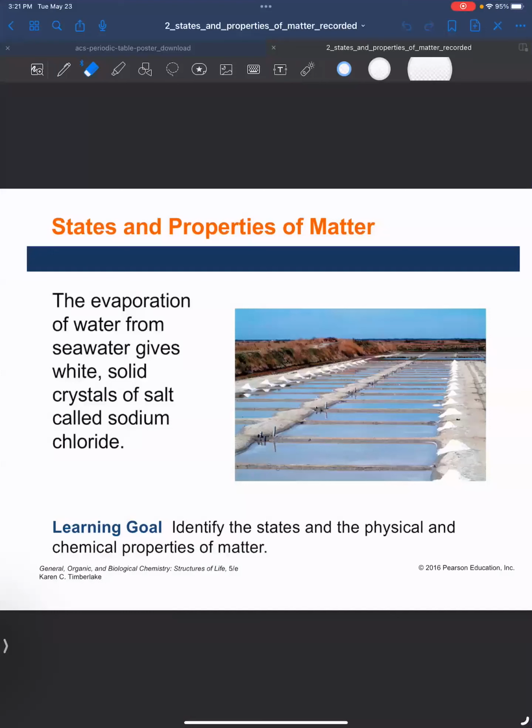Hi everyone, welcome back. The learning goal for this video is to identify the states and the physical and chemical properties of matter. And what you're seeing here is an example of seawater being evaporated, and it's given off solid crystals of salt, which is sodium chloride.